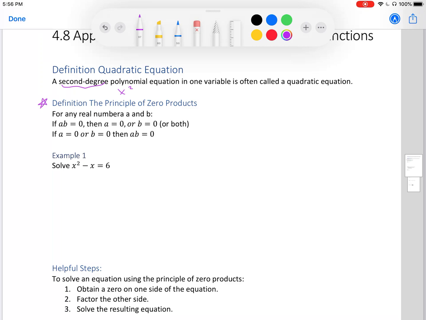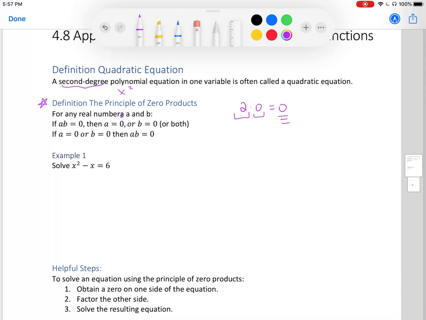Now, next we have our most helpful definition, and that is the principle of zero products. For any real numbers a and b, if a times b equals 0, then a equals 0 or b equals 0 or both. If a equals 0 or b equals 0, then when we multiply them, a times b is 0, right? So if I have 2 times 0, we know it's 0. And really, to get 0 as an answer, they don't both need to be 0, only one of them needs to be 0.